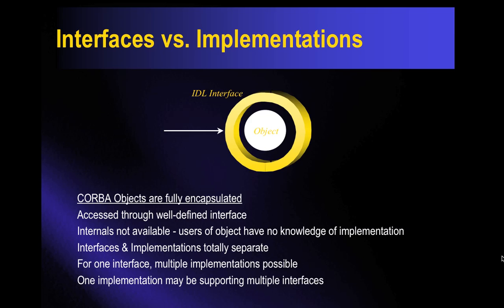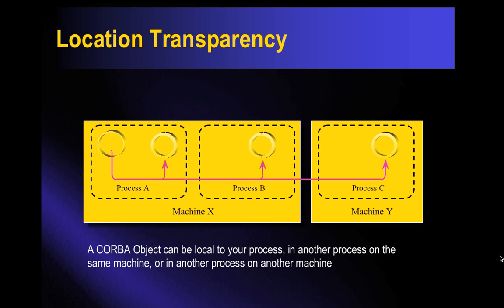Interfaces and implementations are totally separate. Yeah. For one interface, multiple implementations are possible. Yeah. Same true for Java. And one implementation may be supported by multiple interfaces. Yep. Same true for Java. So there's a lot of similarities.